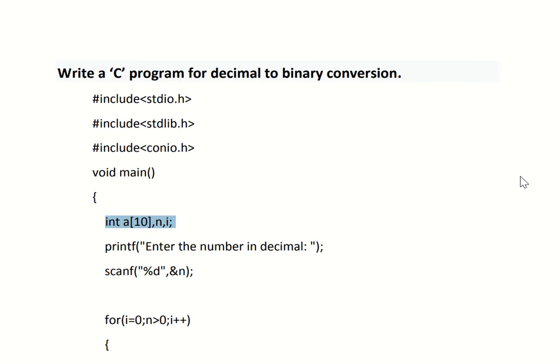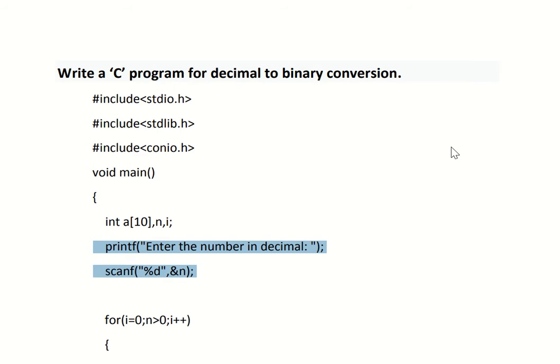The first variable is a[10], which is an array variable with a capacity, or size, of 10. Then two normal variables, n and i. Now we are asking the user to enter the number in decimal format. For that we use scanf and %d, with the variable n.